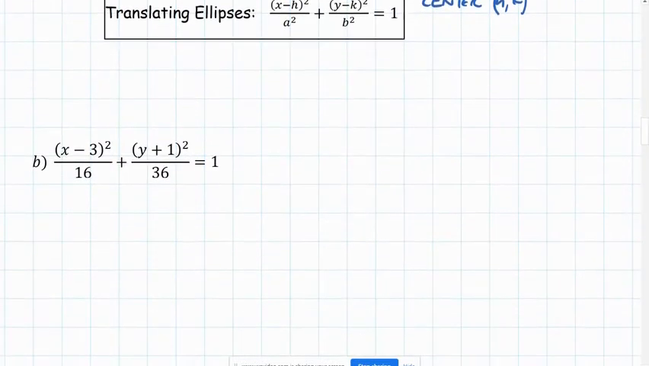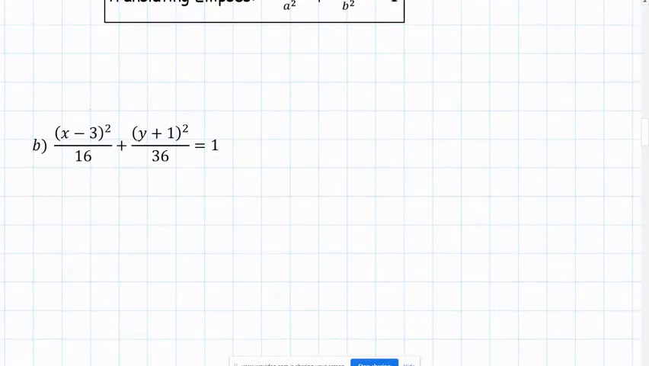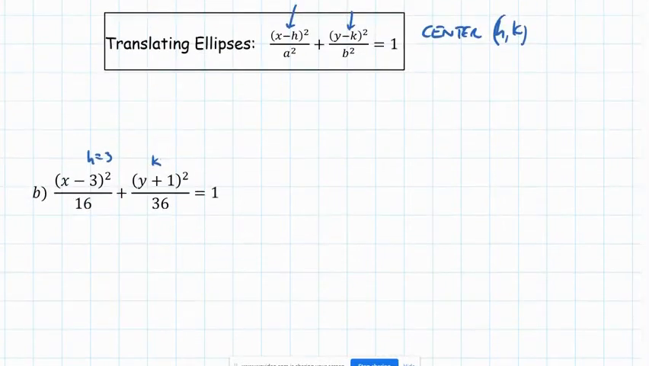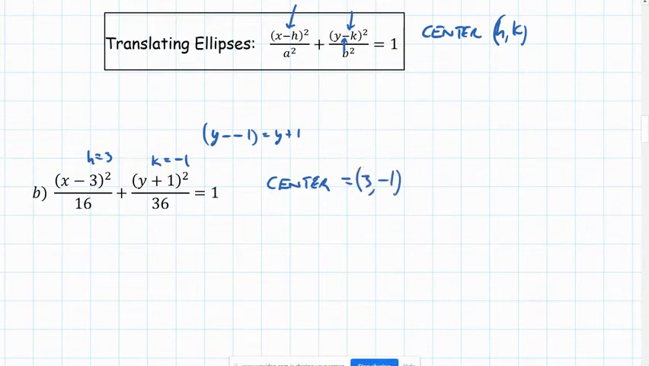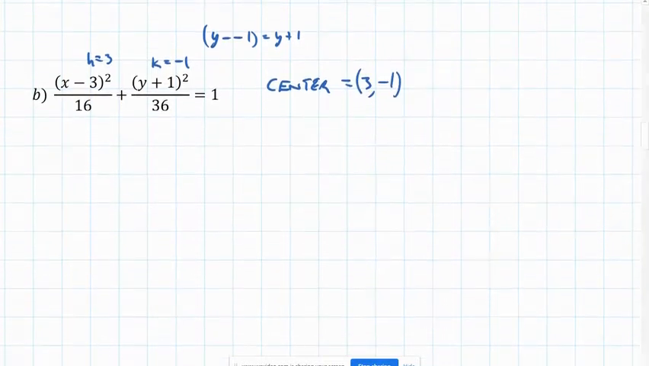Okay, so for example, h is 3, and k, since this says y plus 1 and the standard form has y minus k, then k must be negative 1, because y minus negative 1 becomes y plus 1. And so k would have to be negative 1. So our center for this ellipse is at 3, negative 1. And so now we're ready to graph this.